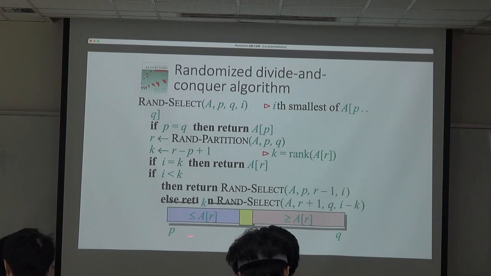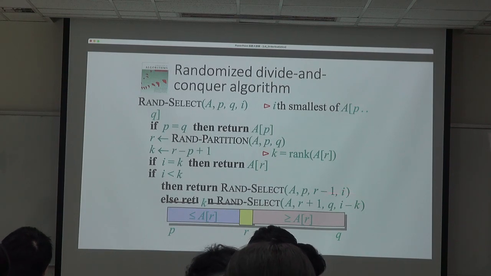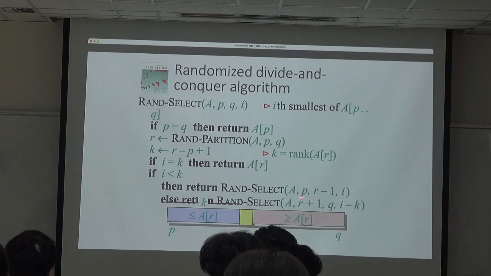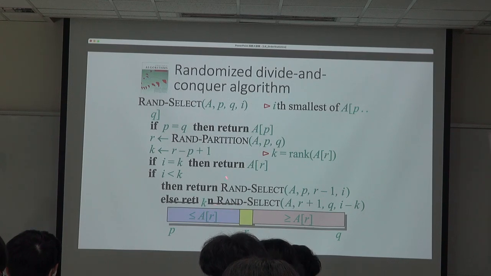If that's the case, you recursively call rand select A, p, r minus 1, and then i. You try to find the i-th rank number in the index range between p and r minus 1. Otherwise, else, you are going to find that rank somewhere here.